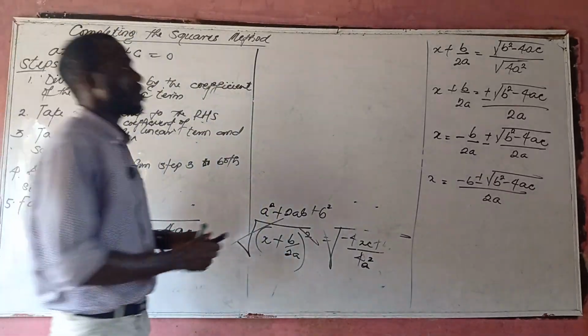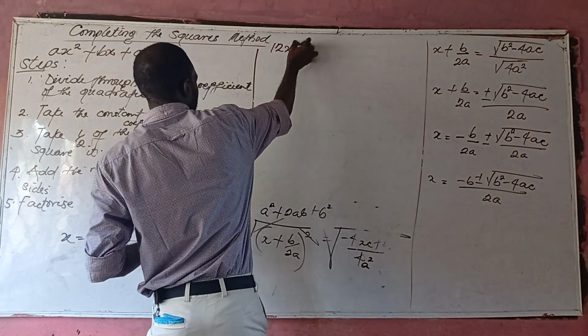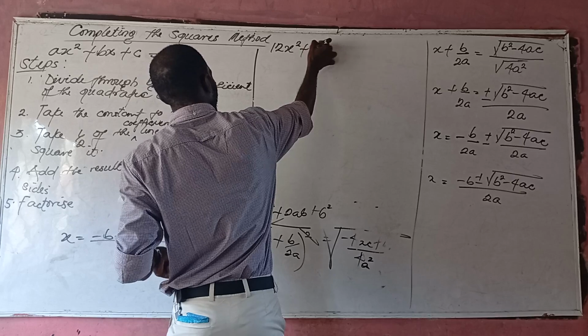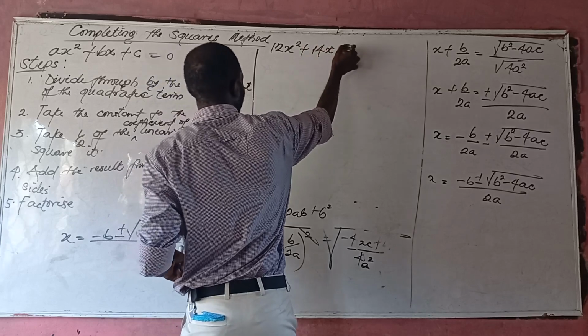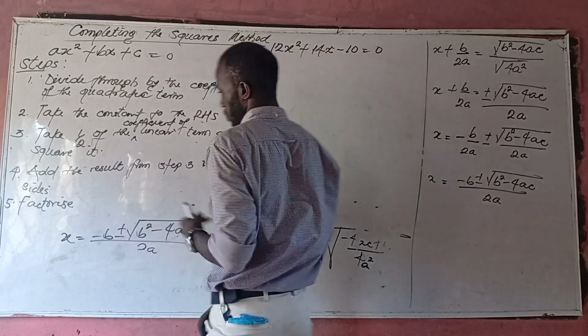12. So let's do 12x squared plus 14x minus 10 is equal to 0.